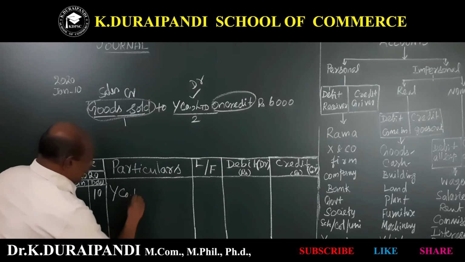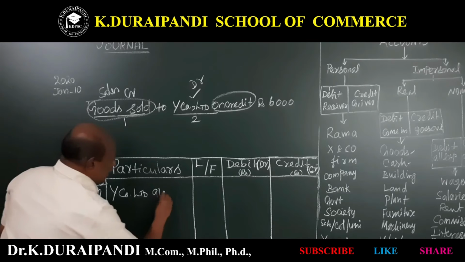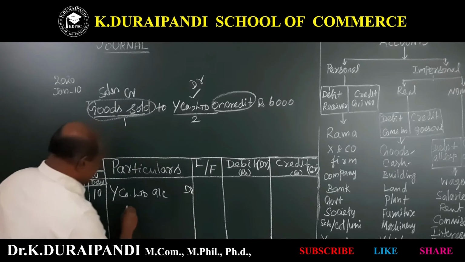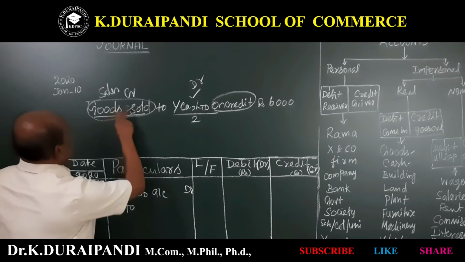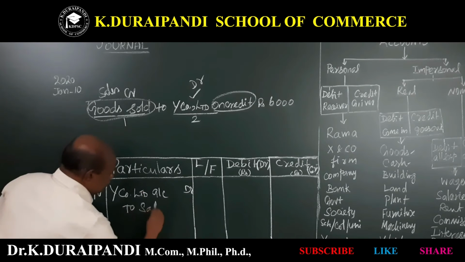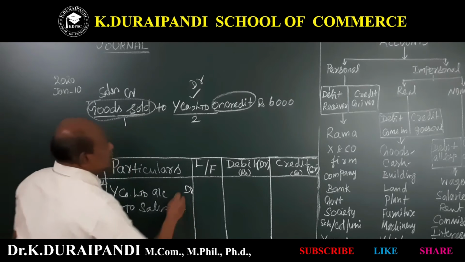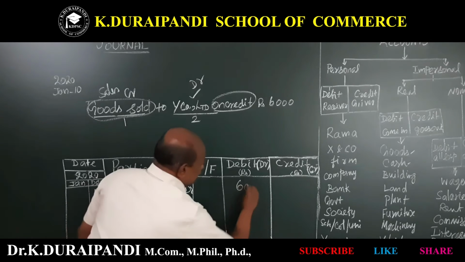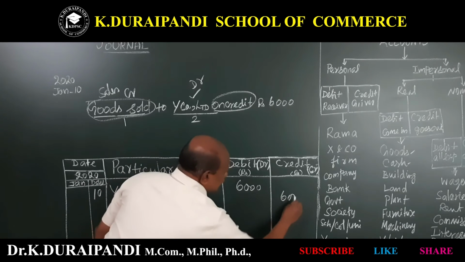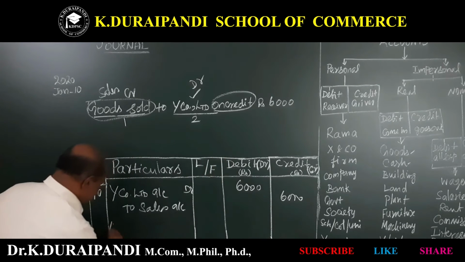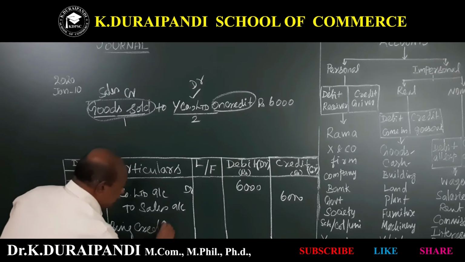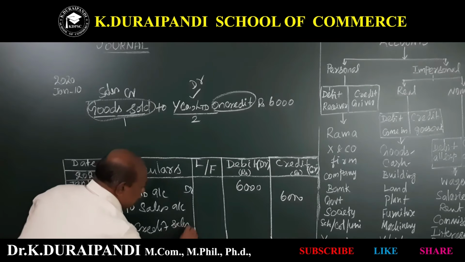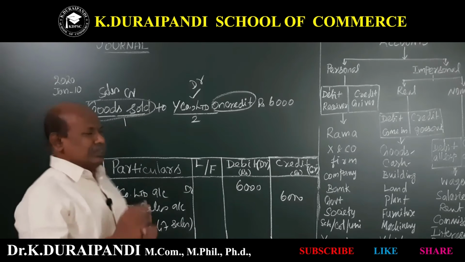Y Company Limited account, debtor, to sales account, rupees 6,000, being credit sales. That is the narration.